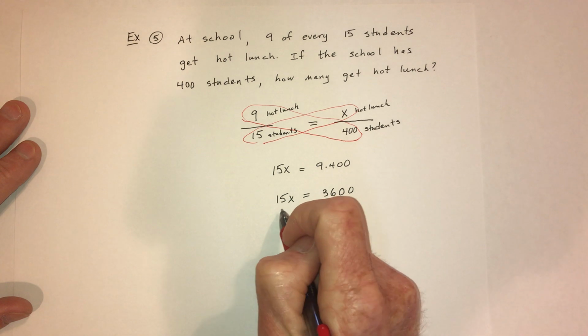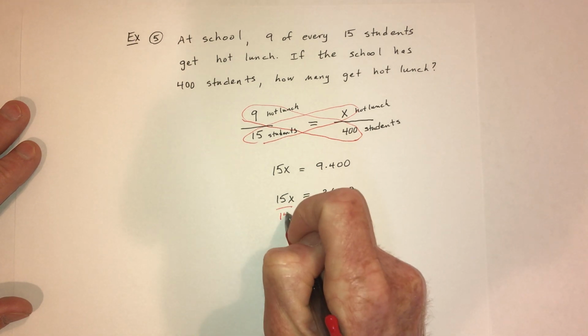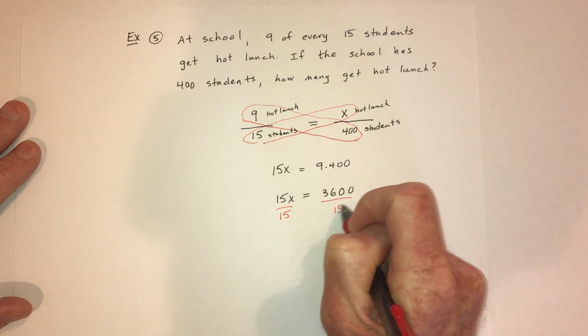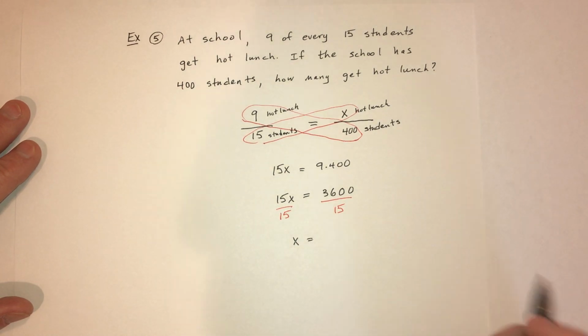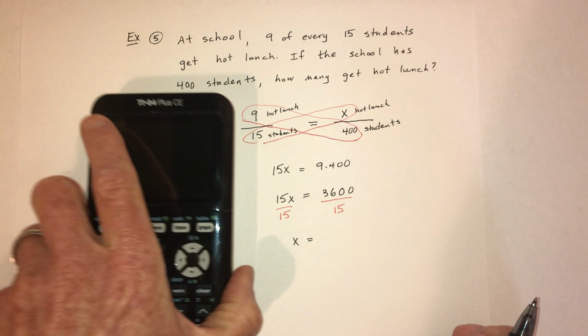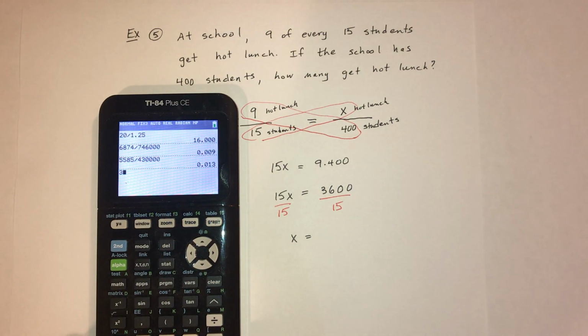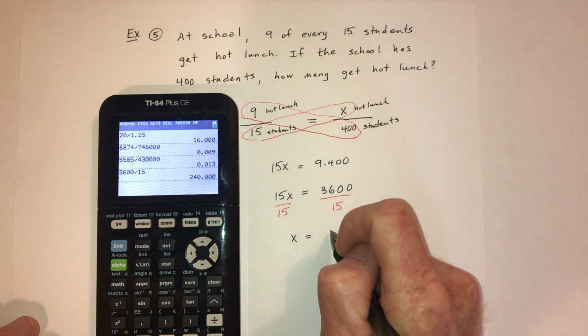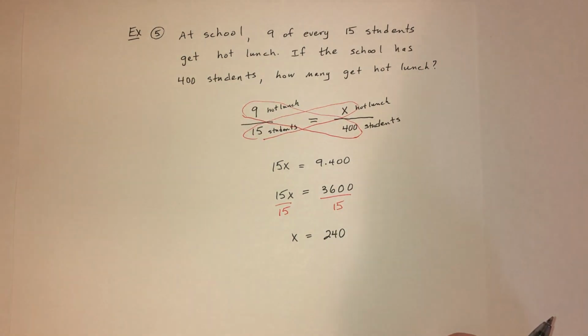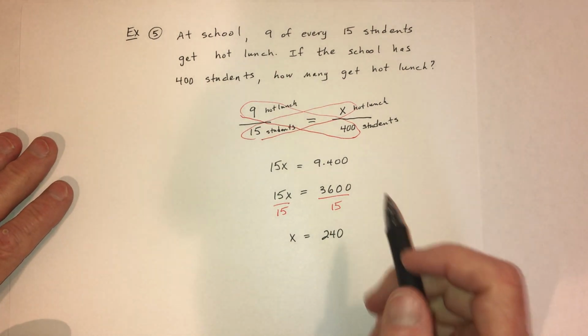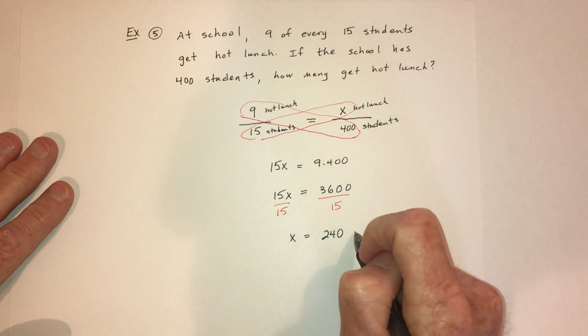And then the last step is to solve for x, divide both sides by 15. So 3600 divided by 15 is 240. And then because it's a word problem, you should label it. That's how many hot lunches.